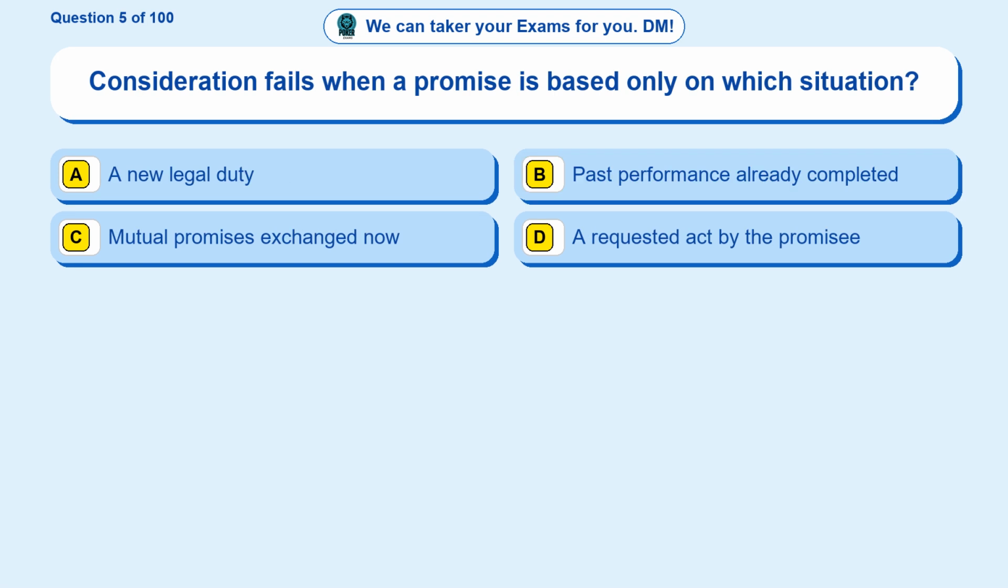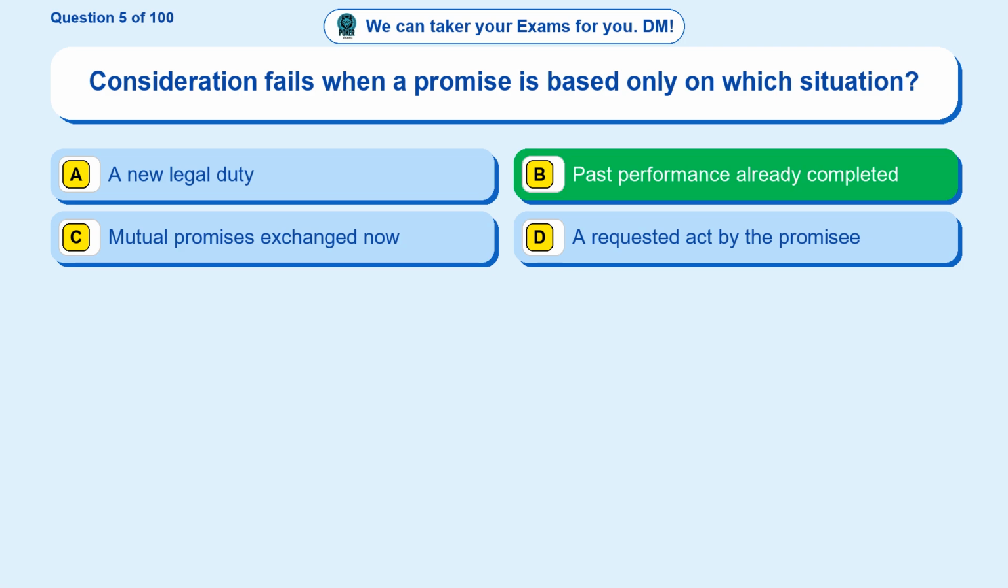Question 5. Consideration fails when a promise is based only on which situation? Option A. A new legal duty. Option B, past performance already completed. Option C, mutual promises exchanged now. Option D. A requested act by the promisee. The correct answer is option B.